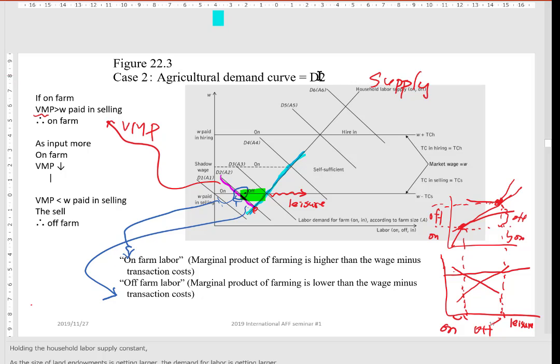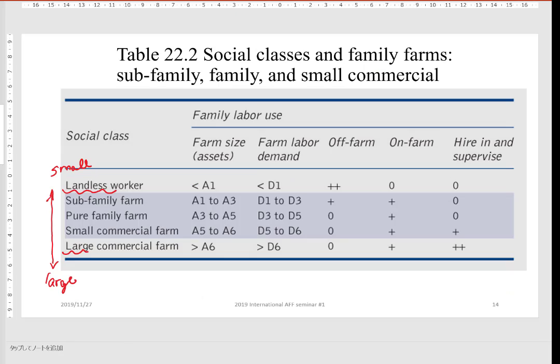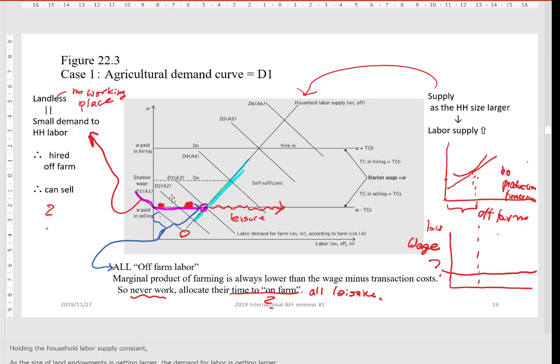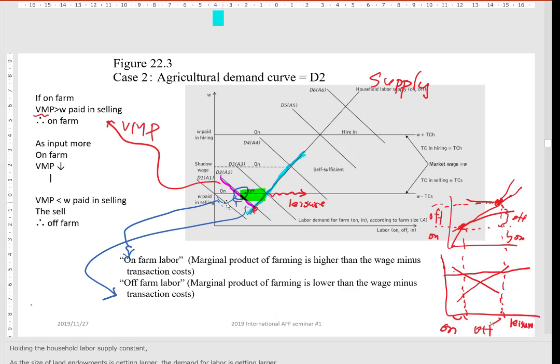Now move on to D2, a sub-family farm. They have both off-farm working opportunity and on-farm working opportunity, as you can see here. Oh no, D2.